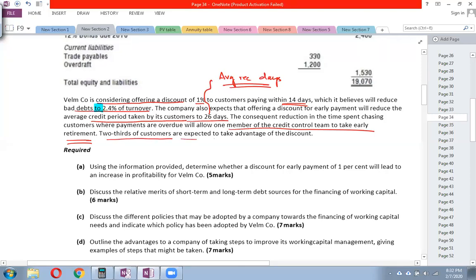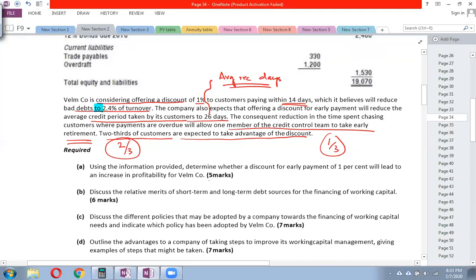2/3 of customers are expected to take the discount. Do you remember in the previous question we said 50% of the customers? So even half, like a normal average, was also fine. But this time, 2/3 of the customers are expected to take advantage of the discount. So that means 1/3 of the customers will not take the discount. 2/3 are taking the discount, 1/3 are not taking the discount. In other words, we can say 66.67% of the customers will take the discount and 33.333% of the customers will not take the discount, right? Okay.